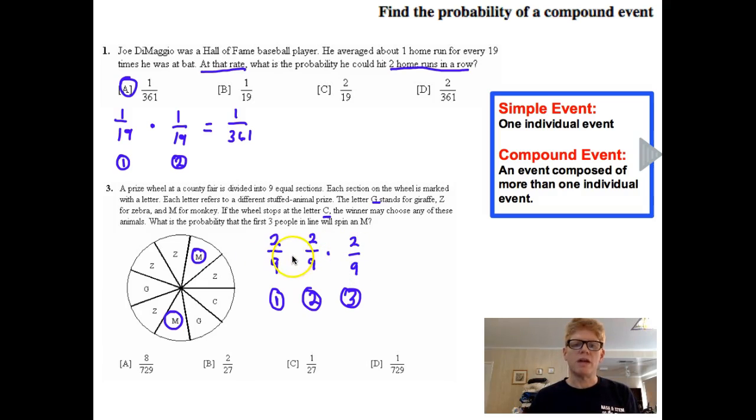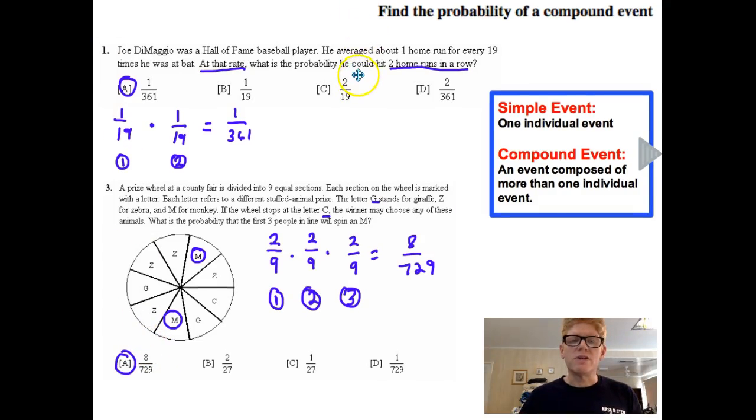And we would multiply those by each other. And that is going to give us 2 times 2 is 4 times 2 is 8. So 8 out of 9 times 9 is 81 times 9 is 729. So we would have a probability of 8 out of 729, or letter A. There's one more thing I want to tell you.